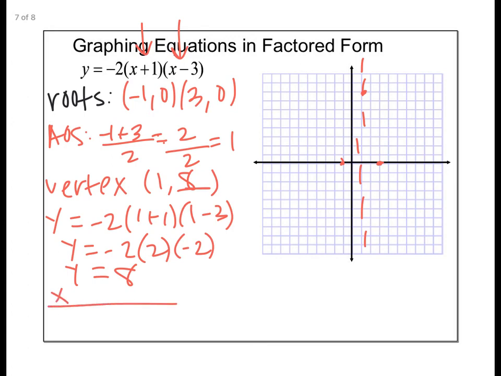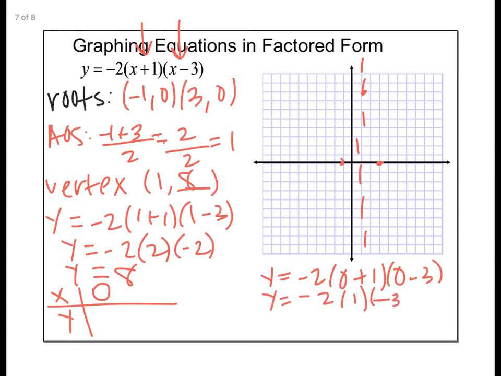I would say if I was to make a table, if I plugged in 0 for x, that would be helpful. So I get y is equal to negative 2 times (0 plus 1) times (0 minus 3). Gives me negative 2 times 1 times negative 3. Negative 2 times 1 is negative 2, times negative 3 is 6. So put that on my graph. Reflect it. And then I would draw my parabola through my points.